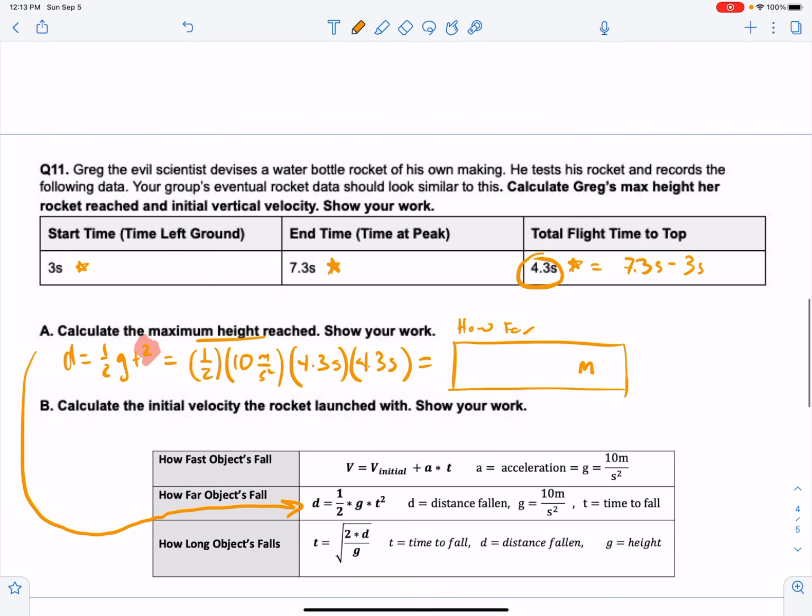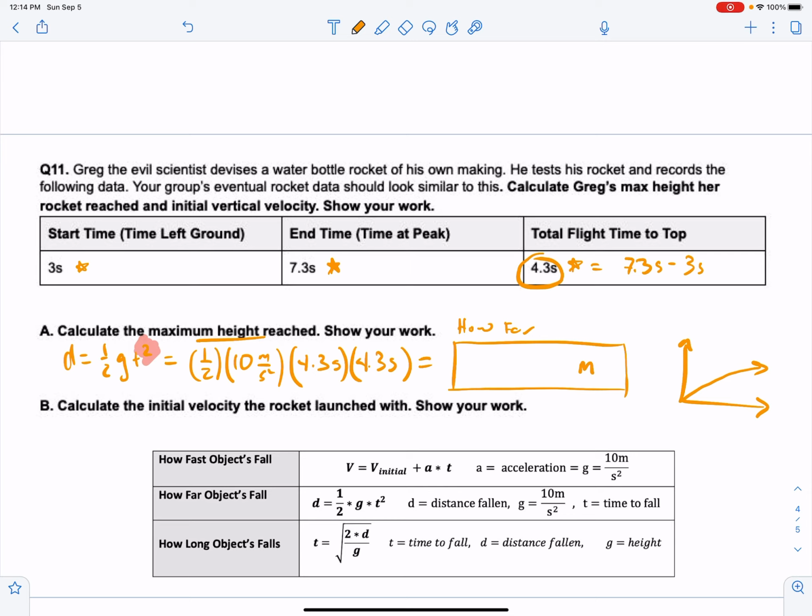All right, question B says calculate the initial velocity that the rocket launched with. Okay, in particular, we're dealing with the initial vertical velocity because we'll find out with two-dimensional motion, if an object's moving like that, it's really made up of a vertical component and a horizontal component to the velocity.